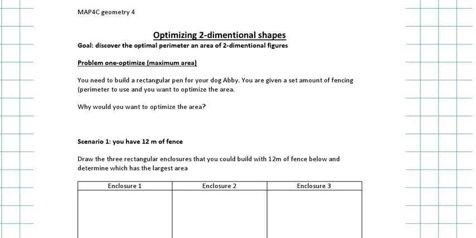Okay, so today we're going to start with optimizing 2D shapes. We're going to work with area and perimeter, because 2D shapes deal with area and perimeter.